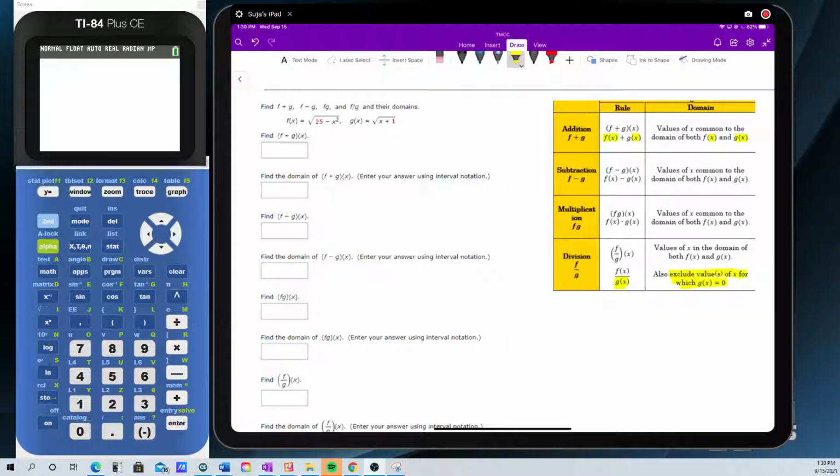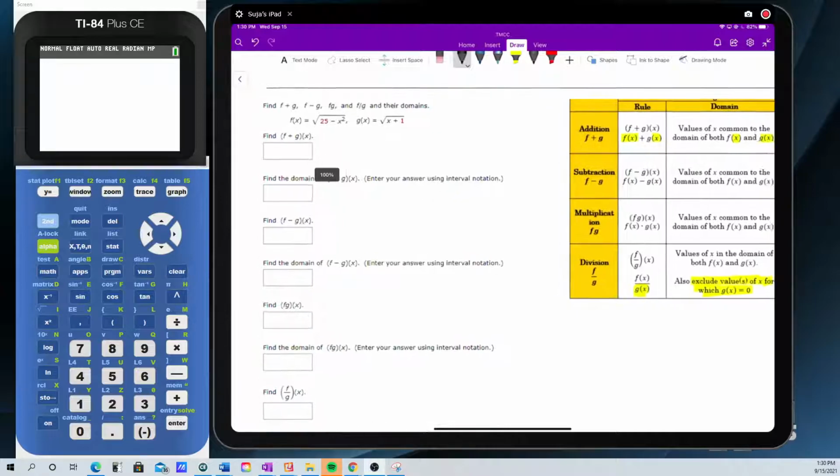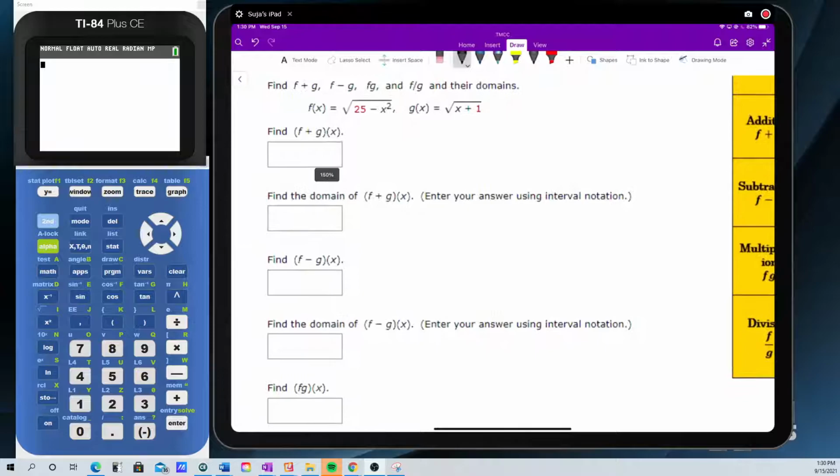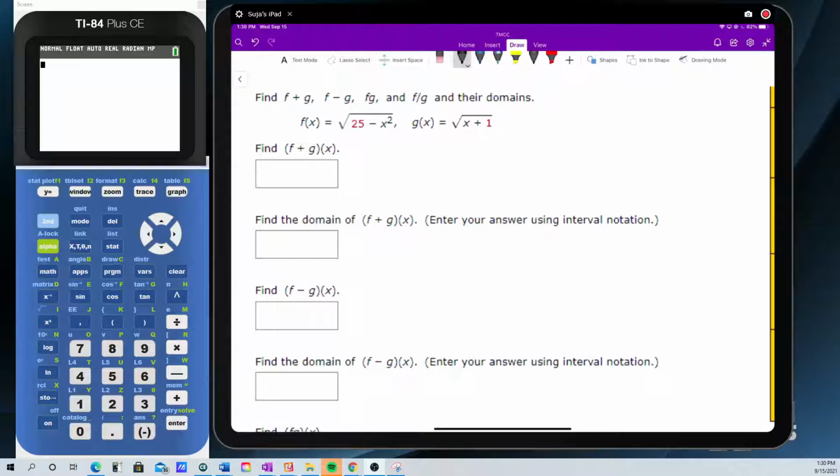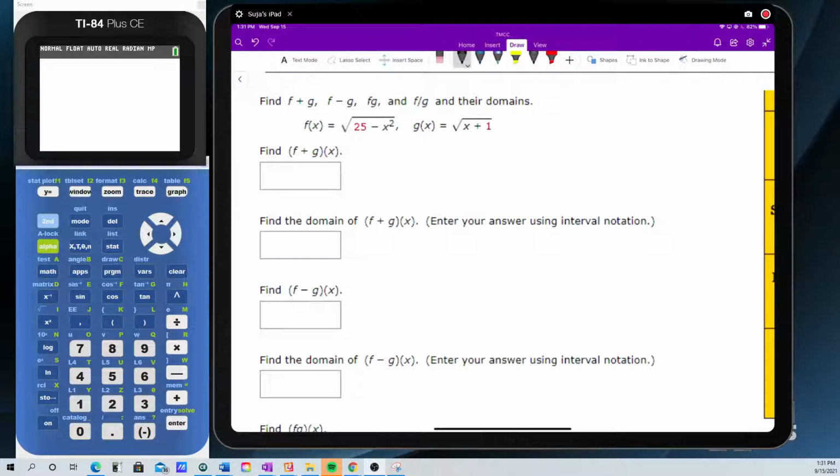Okay, so let me start here, and here again, if there is a possibility for algebraic simplification, we should do it. So I will do the first one and show the domain in detail, how to find this domain using the algebraic skill of solving inequality. So first my f of x is given, g of x is given. So when it says f of x plus g of x, my answer is going to be square root of 25 minus x squared plus square root of x plus 1.